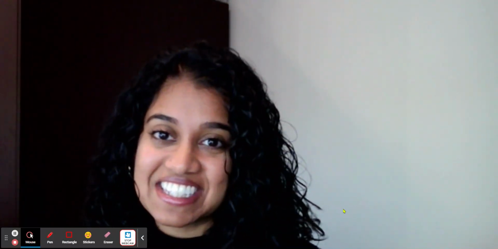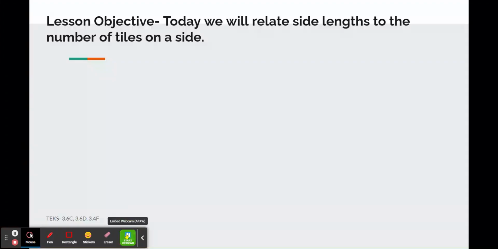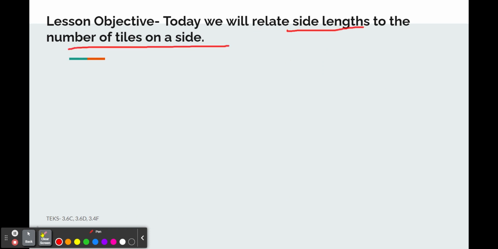Let's take a look at today's lesson objective. So, today we will relate side lengths to the number of tiles on a side.